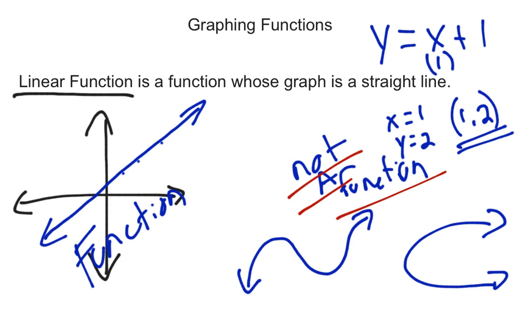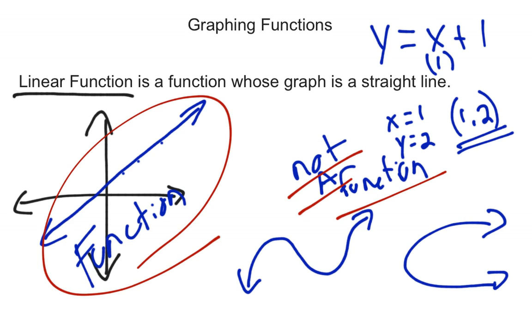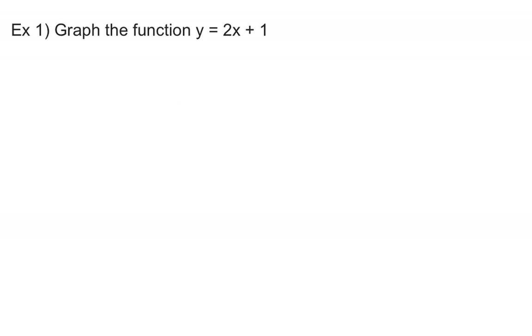So what we're going to be doing today is piggybacking off of what we did when we learned about functions, making our XY tables. But then we're going to take it a step further. We're going to take these points and put them on a graph, and it's going to form a straight line, which is called a linear function, a function whose graph is a straight line. Example 1 says graph the function y equals 2x plus 1.